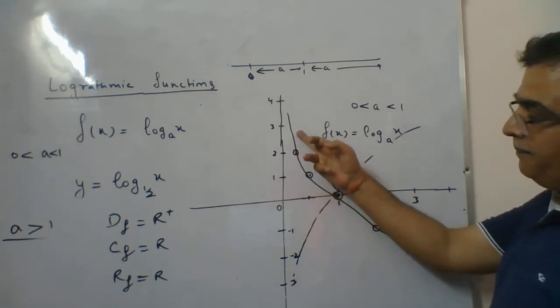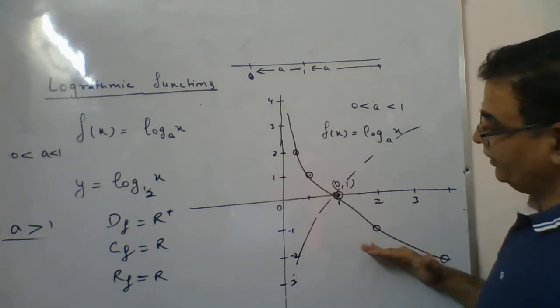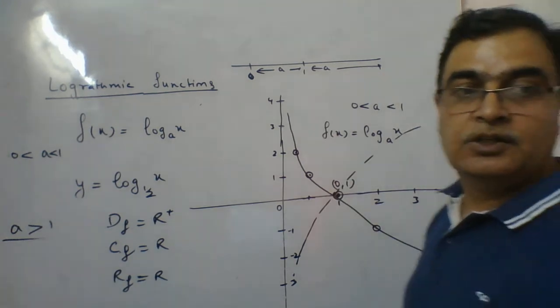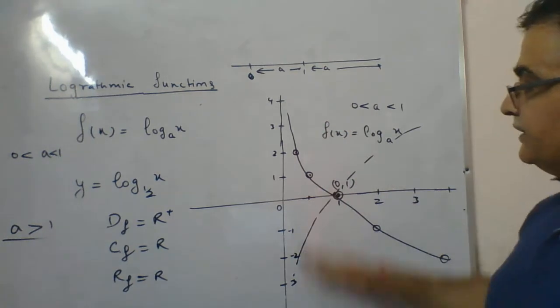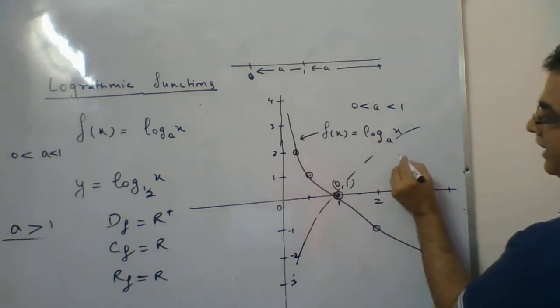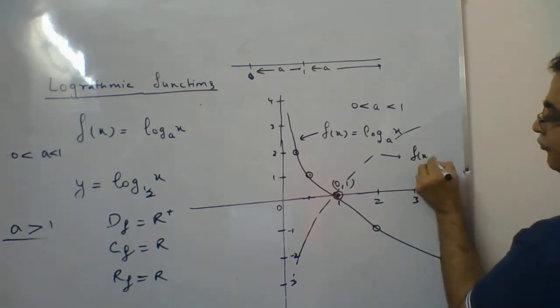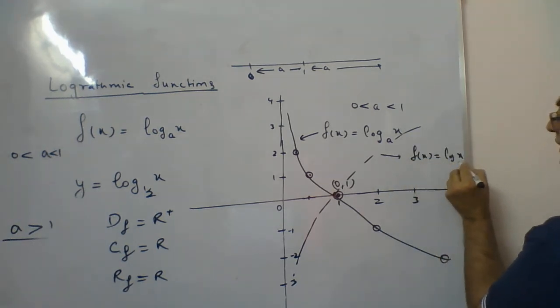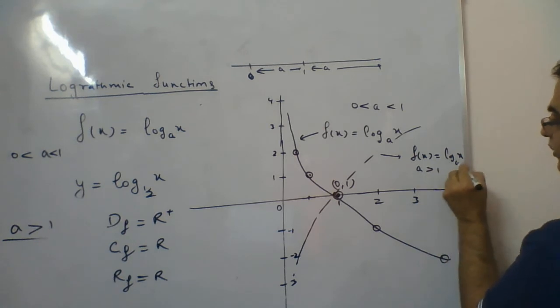So whatever shape here, now gone this side. Whatever shape here, gone that side. So in this case, these are the two graphs. This is the graph, this is the graph here. And this will be the graph where f(x) is equal to log of x base a, where a is greater than 1.